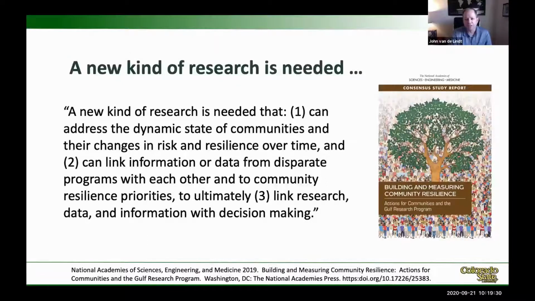So there's a National Academies report. This is actually the Gulf research program. So this is not as much related to earthquake engineering, but they basically have said a new kind of research is needed that can address the dynamic state of communities and their change in risk and resilience over time, can link information or data from disparate programs with each other into community resilience priorities, but ultimately to link research, data, and information with decision making.